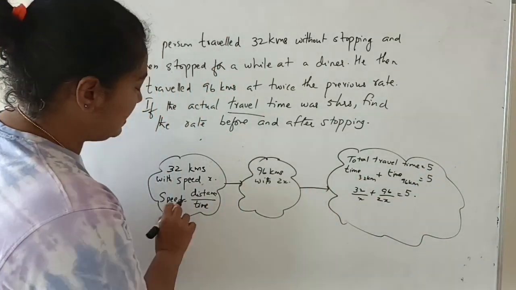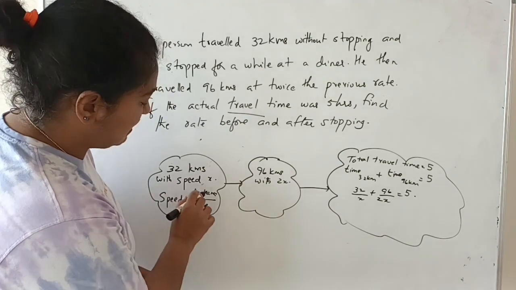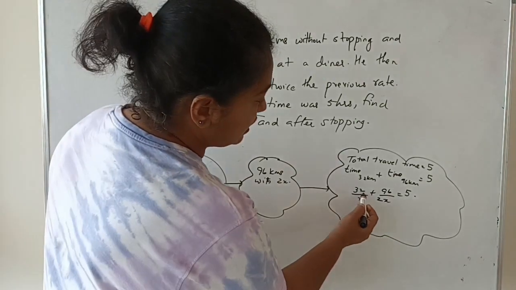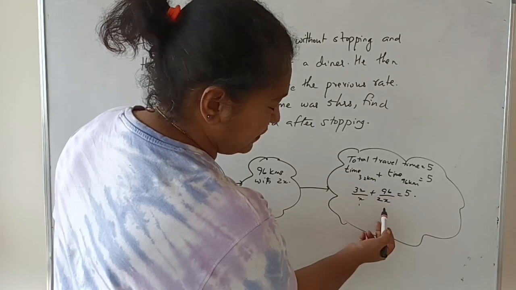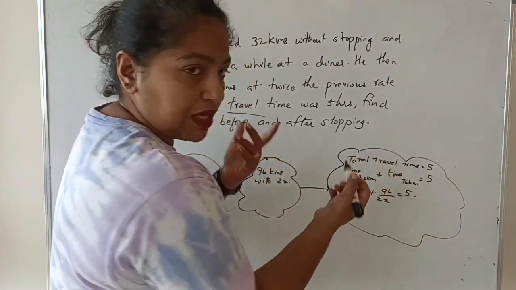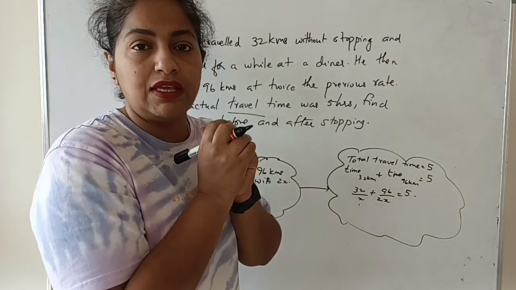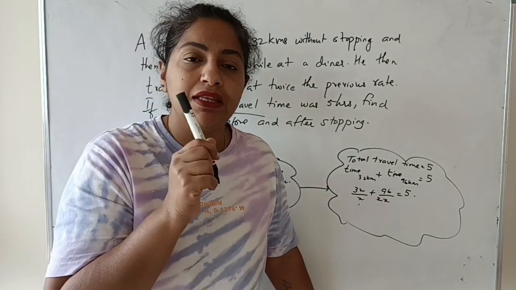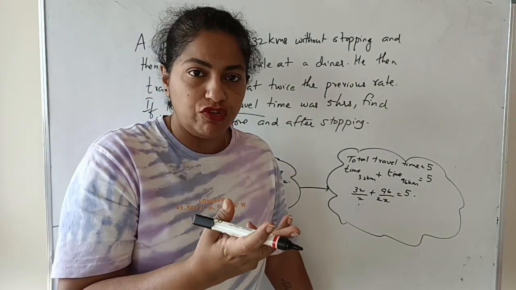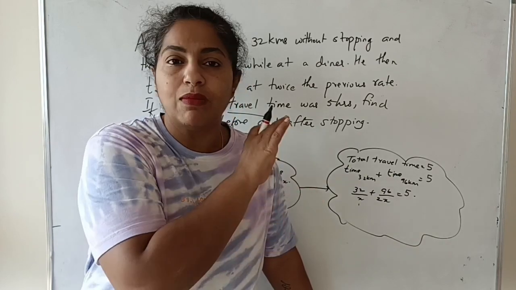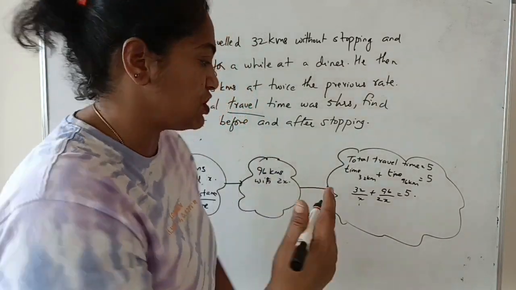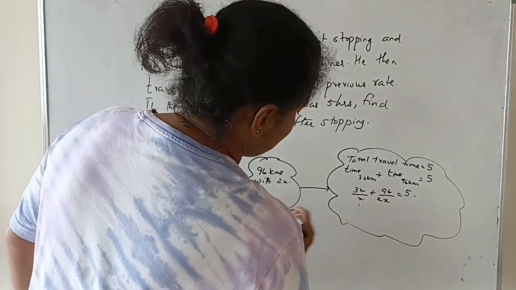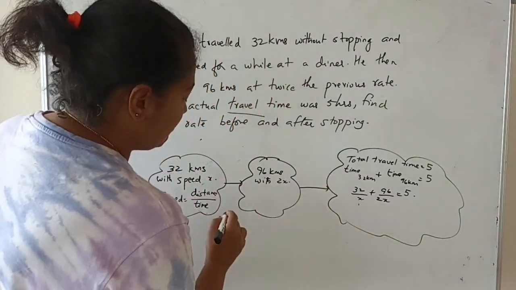Now, since speed is equal to distance by time, time is equal to distance by speed. So 32 is the distance at a speed of x plus 96 at a speed of 2x will give you 5 hours. Now you have got a linear equation in which there is a variable in the denominator. So what are you supposed to do? You need to take the LCM and multiply all the terms with the LCM. So let us start solving the linear equation. So now here the LCM is 2x. I will multiply by 2x.